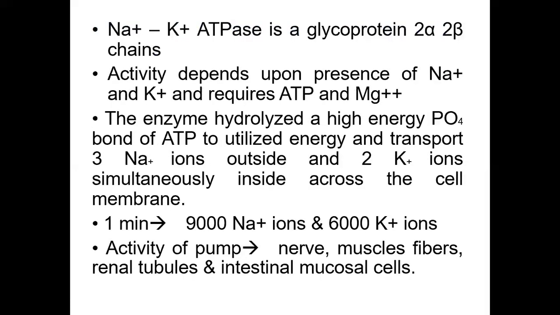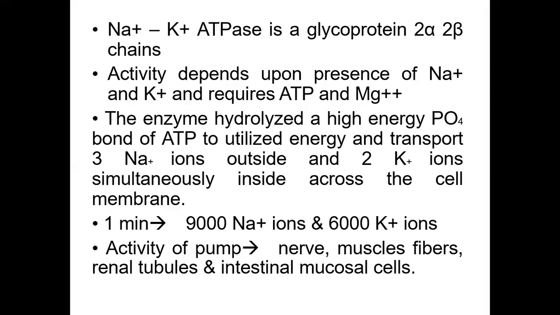Now discussing the sodium potassium ATPase pump, it is a glycoprotein and has 2 alpha chains and 2 beta chains. Okay, and the activity of this pump depends upon, firstly, sodium and potassium, and apart from it, ATP and magnesium, as we have previously mentioned. Okay, and the enzyme hydrolyzes a high energy phosphate bond of the ATP, and that is used for energy in order to transport the sodium from inside of the cell to the outside in the extracellular fluid, and similarly 2 potassium from the outside of the cell to the inside of the cell.